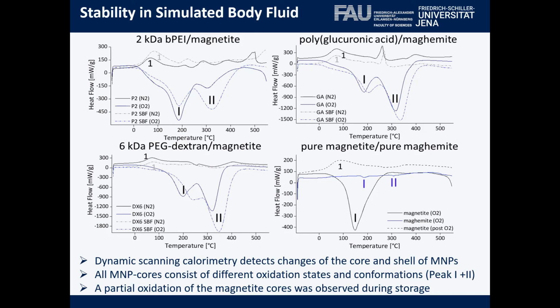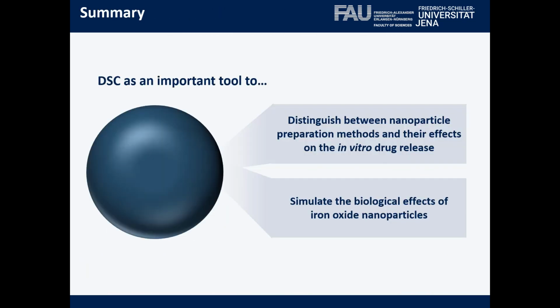In conclusion, we can say that DSC analysis is able to detect the changes of the core and the shell of the magnetic nanoparticles. In summary, we can say that the DSC is an important tool to distinguish between nanoparticle preparation methods and their effects on the in vitro drug release. And as a second application, it is an important tool to simulate the biological effects of iron oxide nanoparticles.